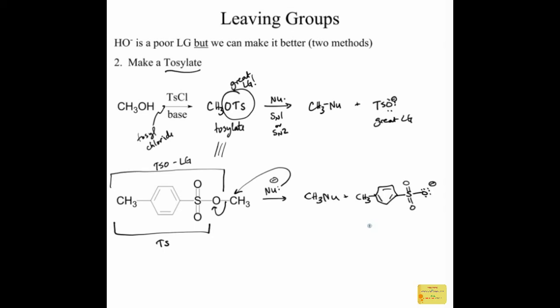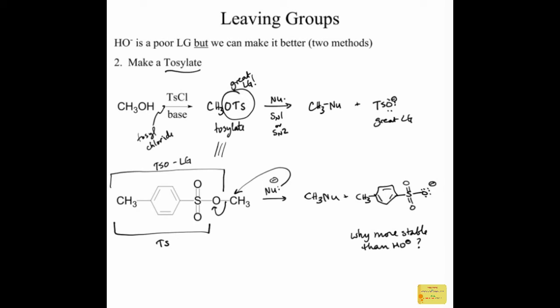So this is our leaving group. Why is this more stable? This is a good leaving group, so it must be pretty stable. Why is this more stable than hydroxide? We said hydroxide was a lousy leaving group because it's such a strong base. Here's another O minus. Why is this one more stable?